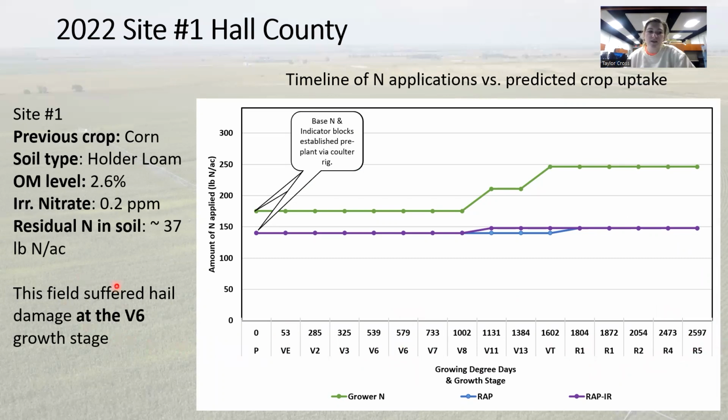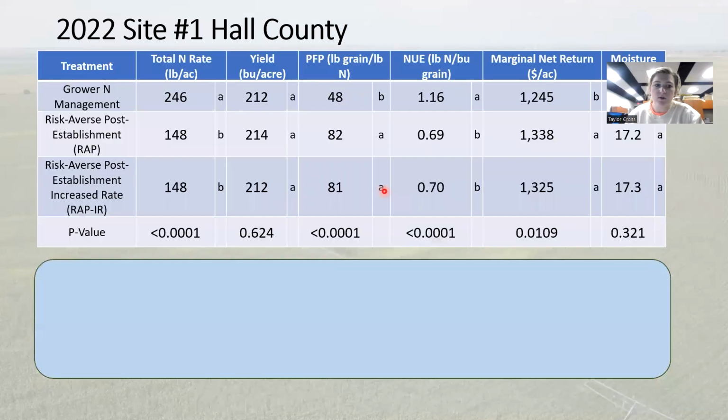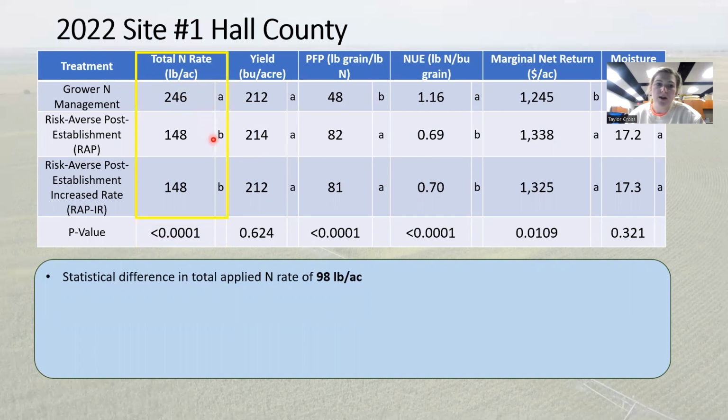So one thing to note is that this field did suffer hail damage at V6. This green line is the grower's applied nitrogen throughout the season, and the blue and purple are our sensor-based treatment. So you can see RAP is blue and the RAP IR is that increased rate one, and that's purple. So from there, we can see that that farmer put on about 246 pounds of nitrogen per acre, and we put on 148 pounds of nitrogen an acre.